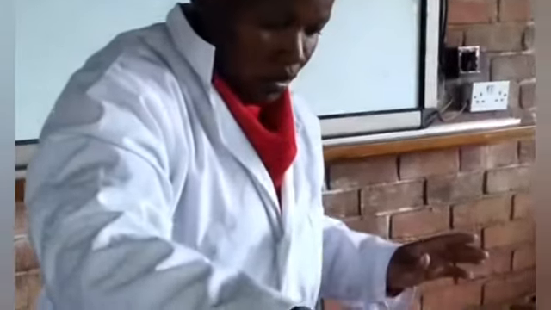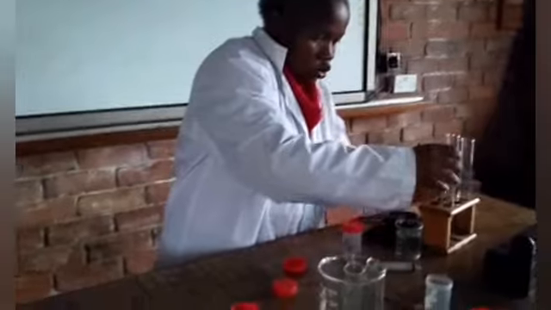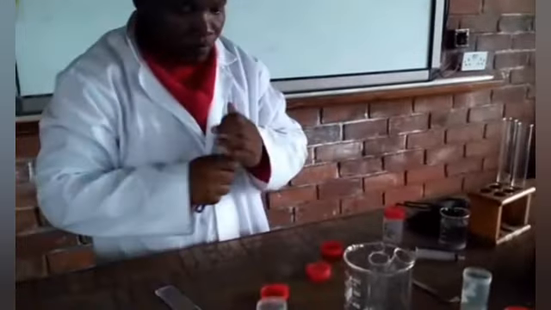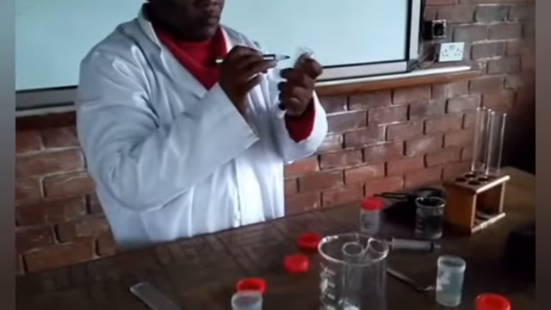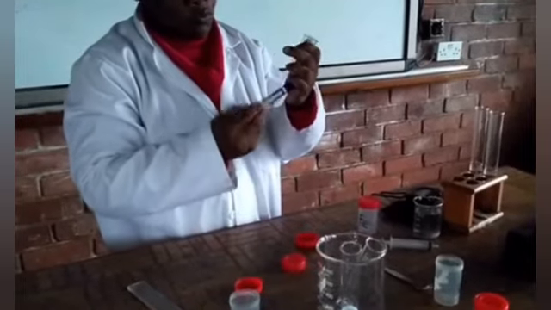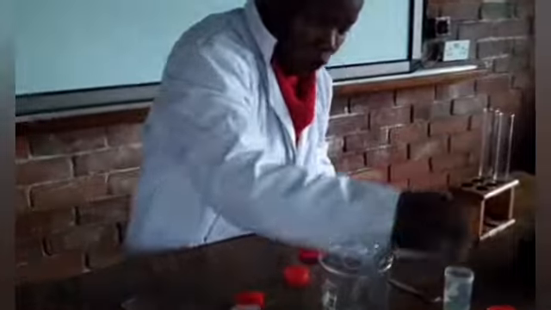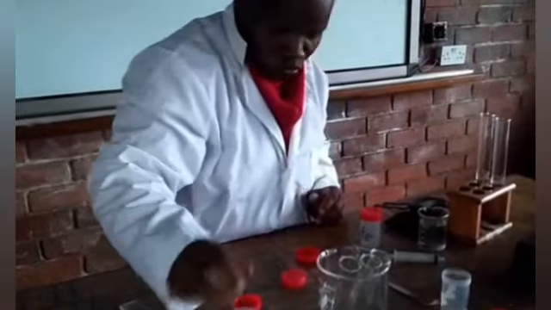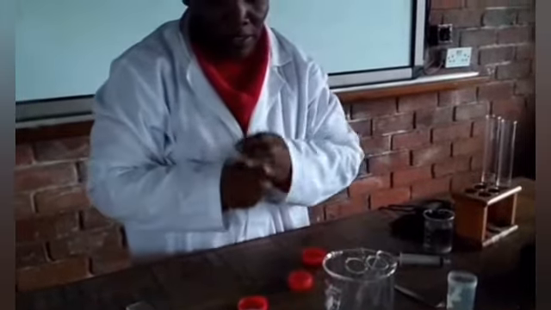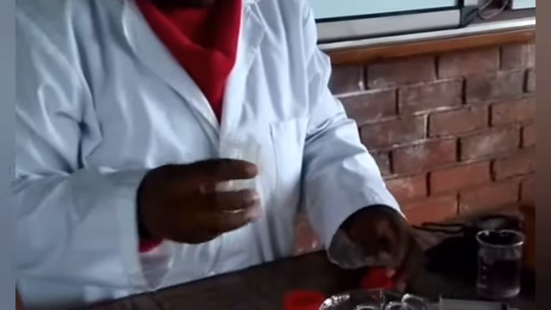Okay? Then sub G. I'm going to put iron. I have an iron wire. Okay, here it is. I'm going to put it into G.